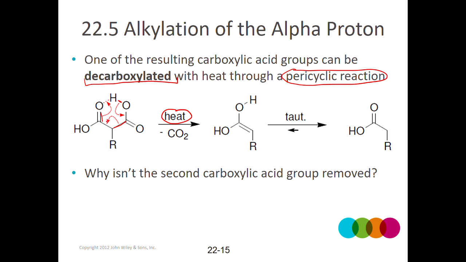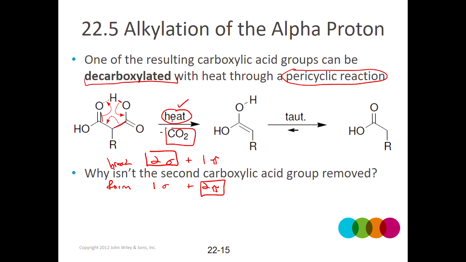So we're actually breaking 2 sigmas and 1 pi. And we're forming, this sigma becomes a pi, this sigma becomes a pi, this pi becomes a sigma. So we're only forming 1 sigma and 2 pi. So we know that sigma bonds are more stable than pi bonds. So the only reason this reaction goes forward is because it produces CO2 as a byproduct, which is favored by entropy, which is why we need heat.